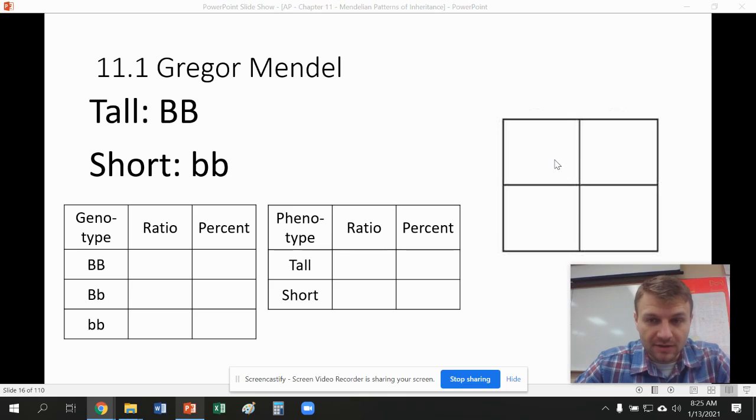So that means that all the resulting offspring in the F1 generation are going to be tall. So you could fill this out again. The genotype, this is for the offspring. You're going to get 0, 4, and 0, and 100% are going to be tall.